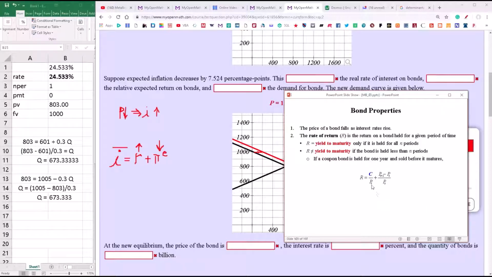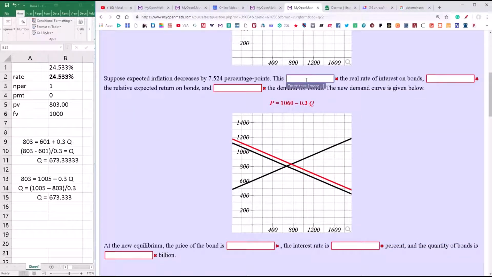But the thing is, that's fixed because we've already paid it. That's fixed, and that's fixed, because we already paid for this bond. If expected inflation decreases, then the value of that future payment is going to have more purchasing power. And that coupon is going to have more purchasing power. So this is going to increase, and that's going to increase. So our expected return is going to increase.